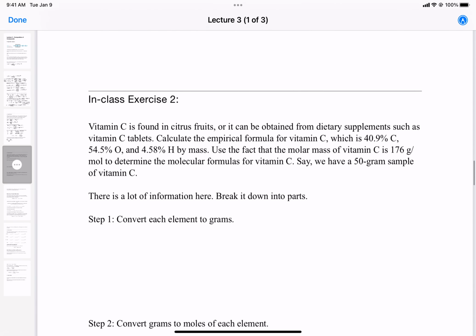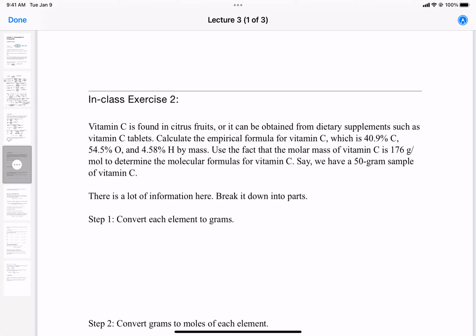Okay, let's try another example. Vitamin C, found in citrus fruits, can be obtained from dietary supplements. So if you don't want to eat the whole fruit, or eat a bunch of fruits every day without the sugar, you take vitamin C tablets. So let's calculate the empirical formula for vitamin C, which is 40.9% carbon, 54.5% oxygen, and 4.58% hydrogen by mass.